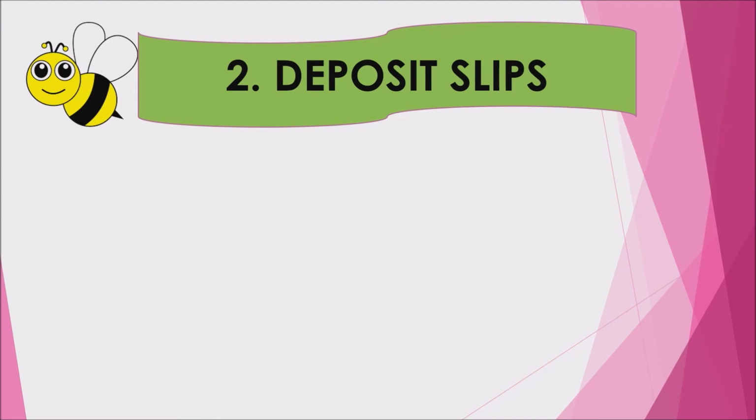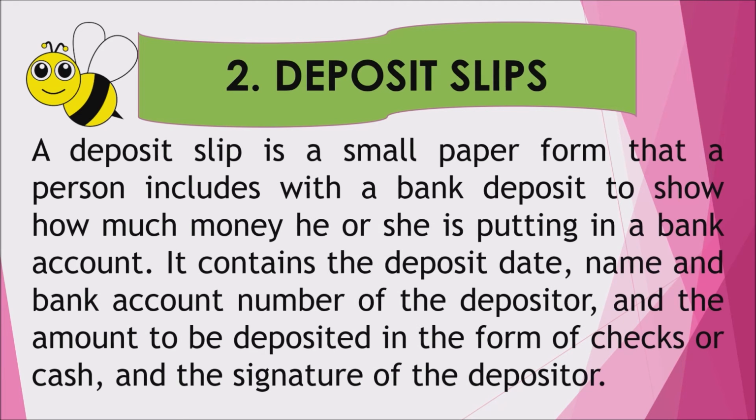Now let us have deposit slips. A deposit slip is a small paper form that a person includes with a bank deposit to show how much money he or she is putting in the bank account. It contains the deposit date, name, and bank account number of the depositor, and the amount to be deposited in the form of checks or cash, and the signature of the depositor.